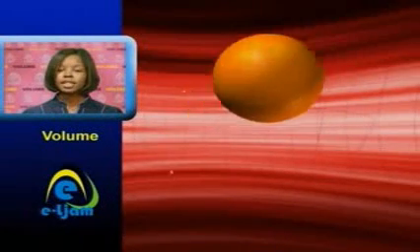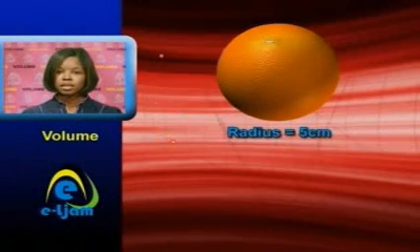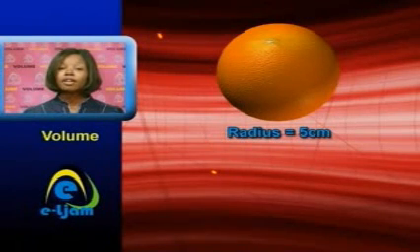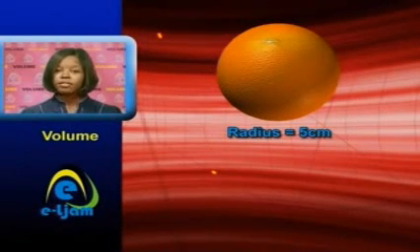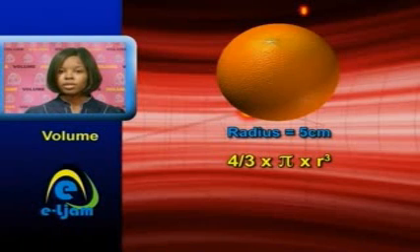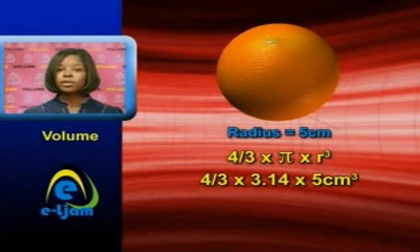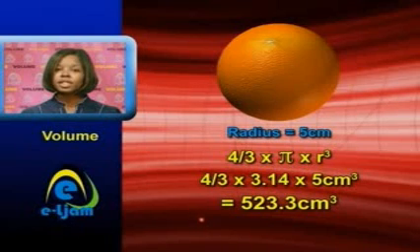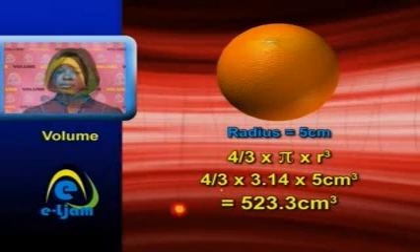An orange has a diameter of 10 centimeters. How would we find the volume of this orange? The orange is a sphere. The volume of a sphere equals 4/3 times pi r cubed. So the volume of the orange is 4 over 3 times 3.14 times 5 centimeters cubed, which is 523.3 centimeters cubed.